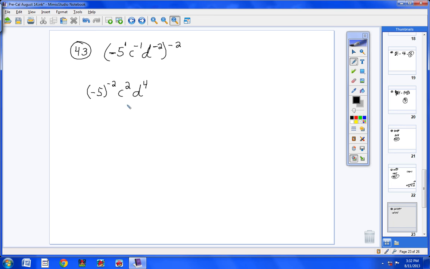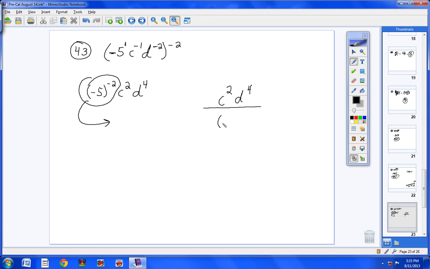All right, now let's take a look here. The d has a positive exponent, the c has a positive exponent, but look at this. The negative 5 does not have a positive exponent. The negative 5 has a negative exponent, okay? So we're going to have to move this whole expression down to the bottom of the fraction. So we're going to put a fraction bar. We're going to leave the c squared up top, the d to the 4th up top, and in the bottom.